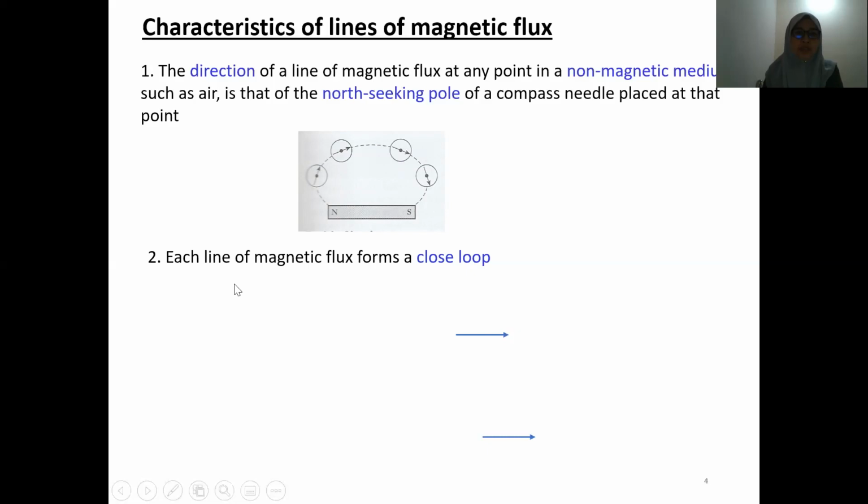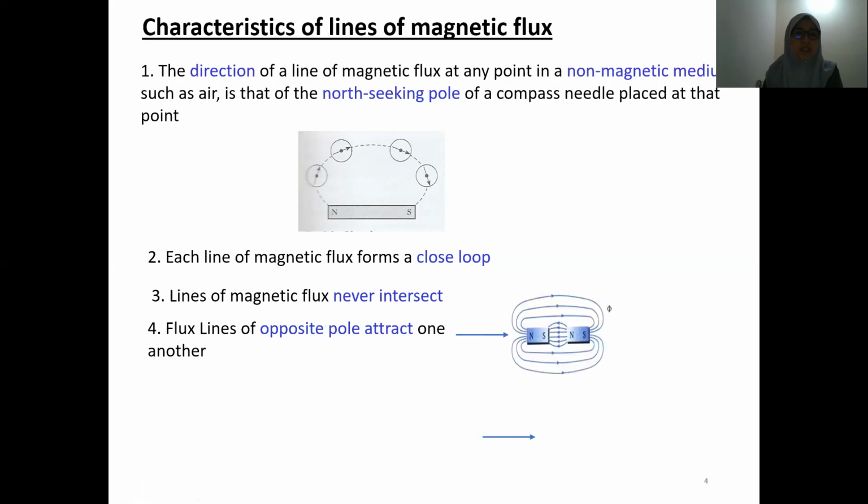Each line of magnetic flux forms a closed loop. If you see here, each line of flux forms a closed loop, from north to south. The lines of magnetic flux never intersect. So these are some characteristics of the lines of magnetic flux; they never intersect each other.